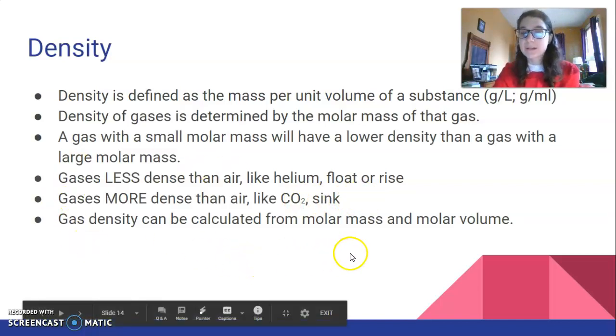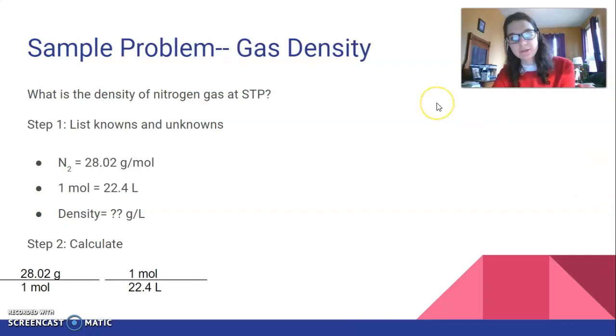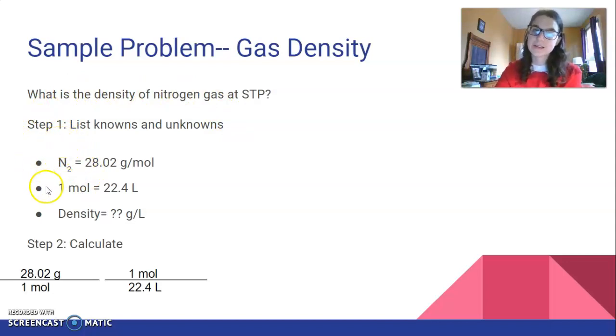Gas density can be calculated from molar mass and molar volume. So this first problem: what's the density of nitrogen gas at STP, standard temperature and pressure? First, we have to list our knowns and our unknowns. Remember from the previous problems, nitrogen is diatomic as a gas, so it only exists as N2. So nitrogen's molar mass is 28.02 grams per mole. We also know that at standard temperature and pressure, 1 mole of gas is equal to 22.4 liters. So how can we calculate the density of that gas, which will end up being in grams per liter?